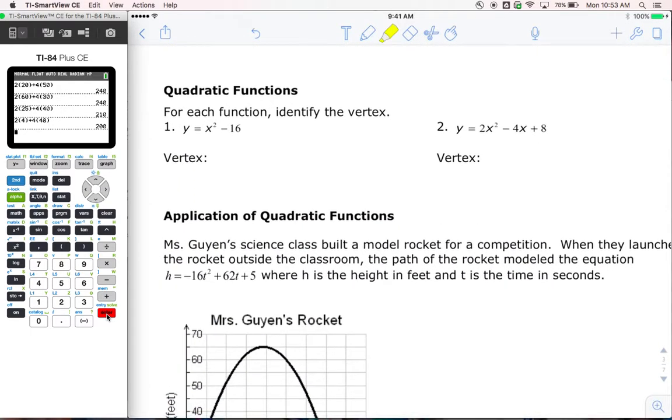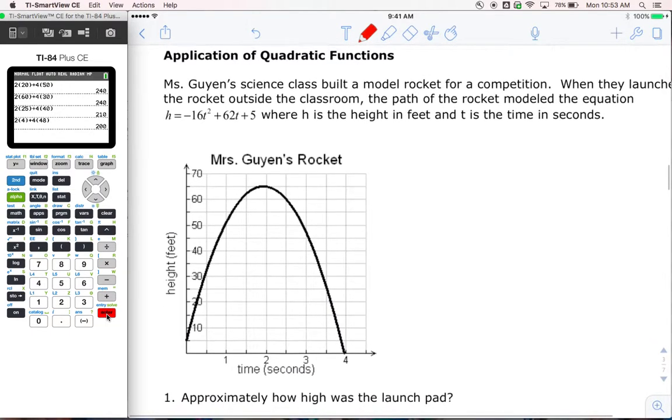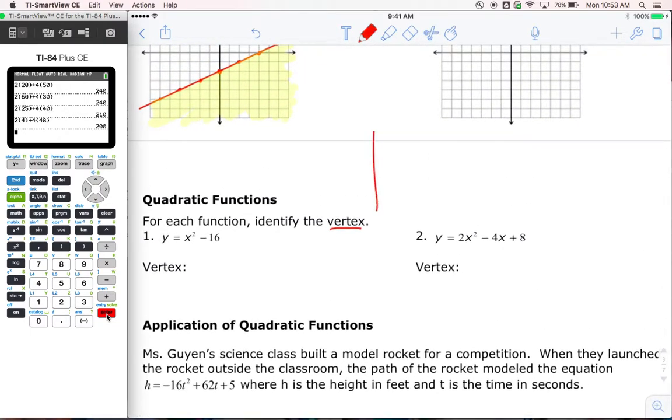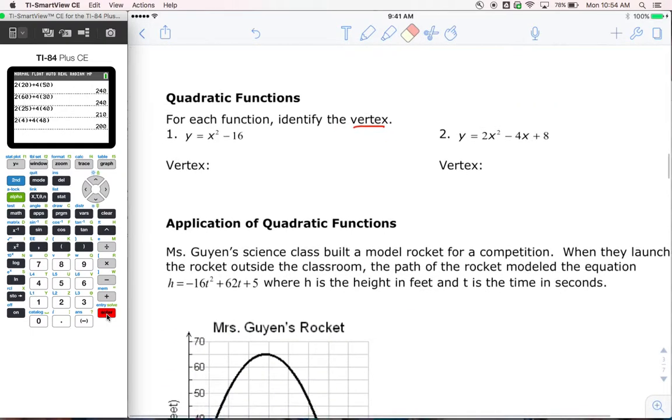All right, next we're looking at quadratic functions. We're supposed to identify the vertex. Well, I think we know when we look at a quadratic that this point is the vertex, or if we had it going the other way, like this would be the vertex, right? Hopefully we know that. So let's go ahead and identify the vertex for this equation.